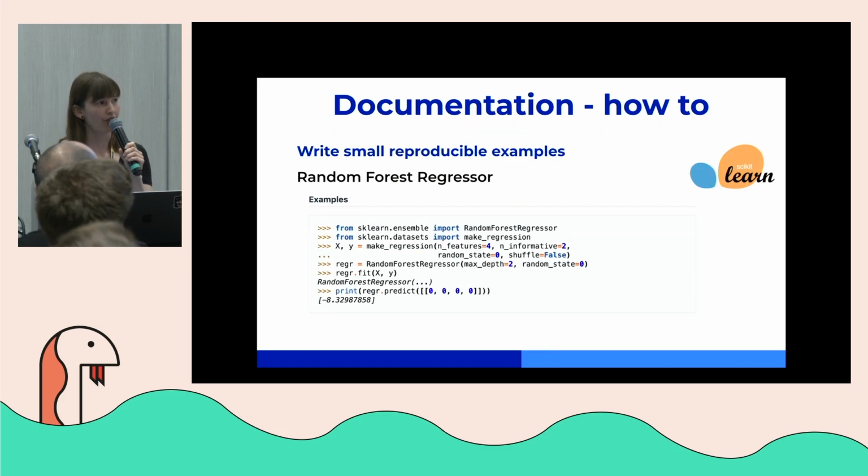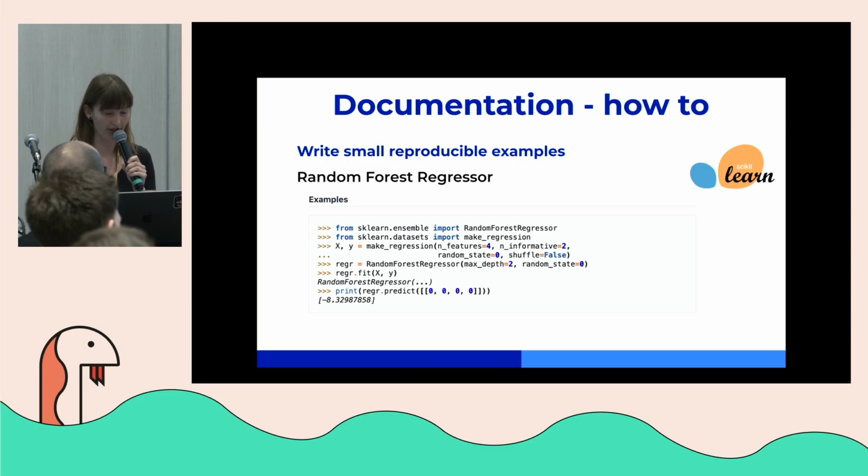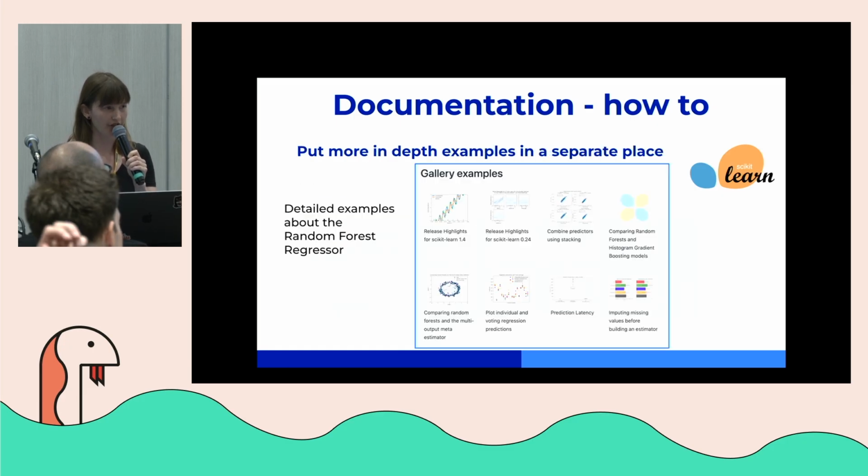And then what's also important is to write small reproducible examples. So here, this is a screenshot from the docstrings of the random forest regressor class. And the docstring of this class is actually 300 lines long, and this is just the example section of this docstring. And so it's important to have more in-depth examples in a separate place.